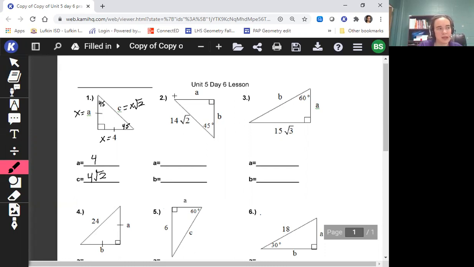Number 2, again, we have a 45, 45, 90 triangle. And we label it. Our short sides are both x. Our hypotenuse is x times the square root of 2. Now I can divide by the square root of 2. That cancels out. That leaves us with 14 for x. So that means that a and b both equal 14.